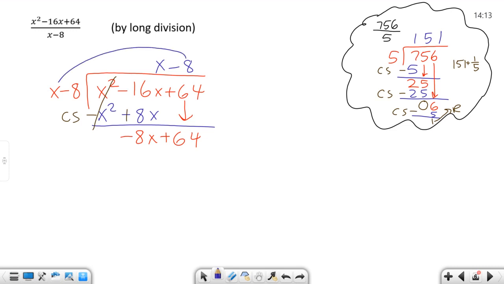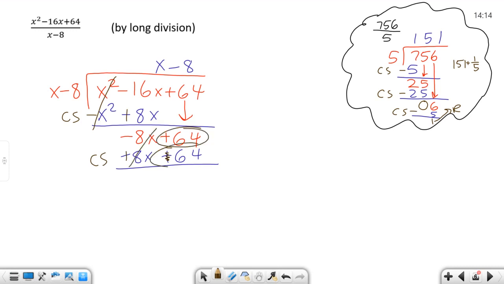So then I have negative 8 times x. That's negative 8x. Then I also do negative 8 times negative 8. That gives me plus 64. What do I do after I multiply? Change my signs. Every time I do a problem in long division, I have to change the signs. Make this a plus, I'll make this plus a minus. That cancels. Then I have plus 64 minus 64. And again, that cancels. It goes to 0.